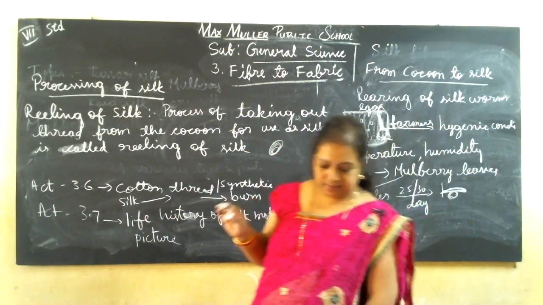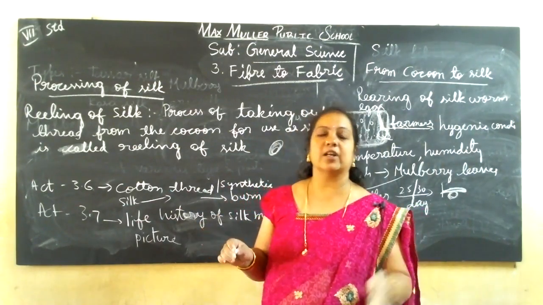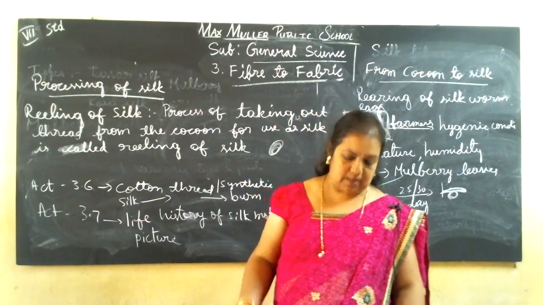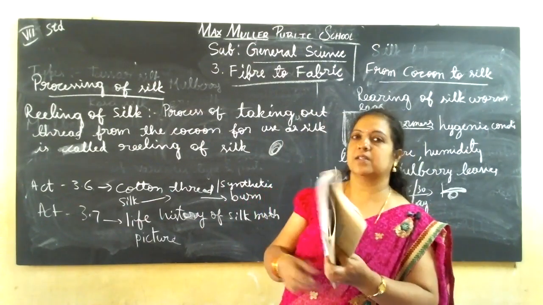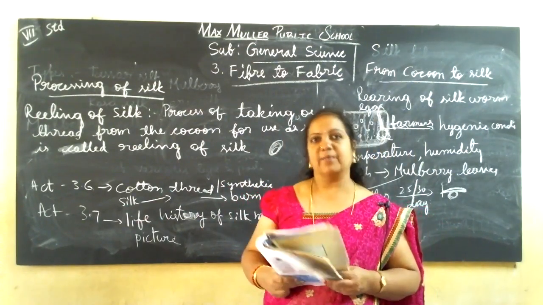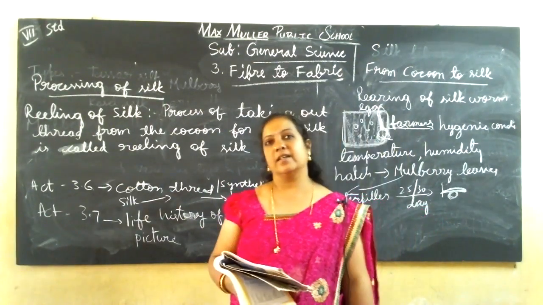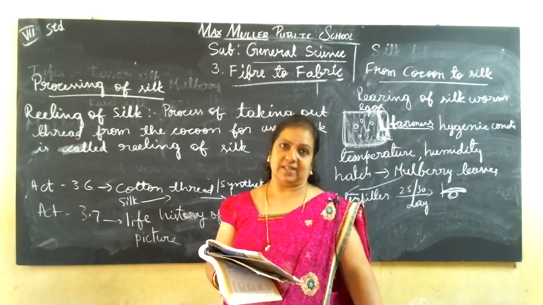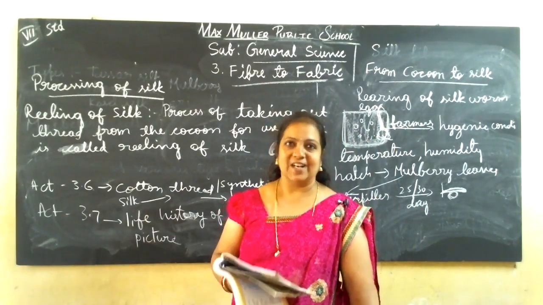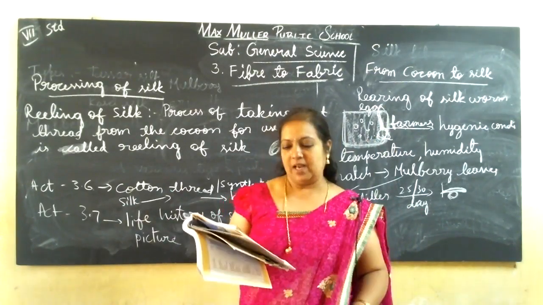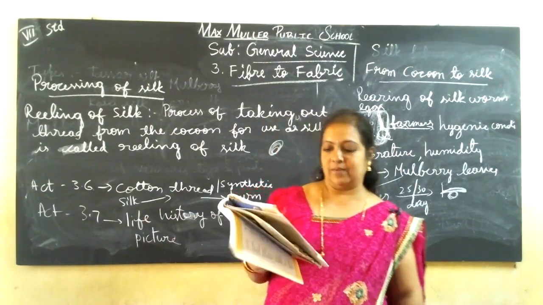So in this way, the fibers are taken out from the silk worm. Okay, so this is how the silk product can be prepared. Okay, so there is a small incident for the discovery of the silk. How this silk thread was first found out, a small story they have given.